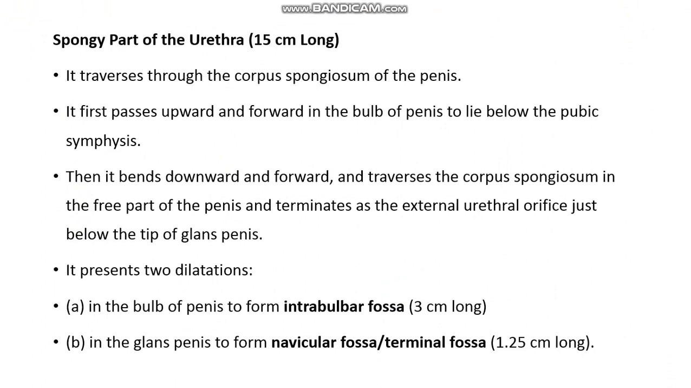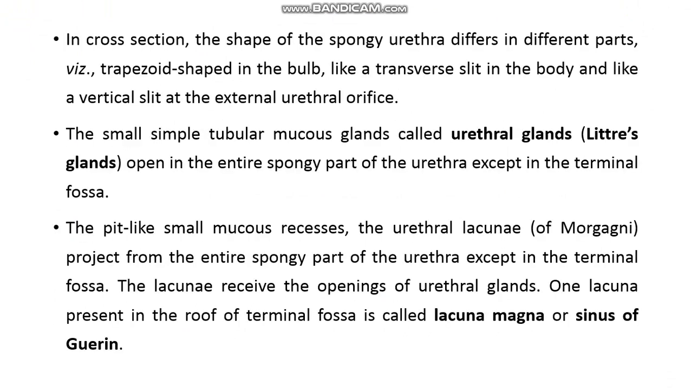പെനിസ്. Then it is having two dilatations for the spongy part of the urethra. First one, in the bulb of the penis to form intrabulbar fossa, that is having 3 cm length. Then second dilatation is in the glans penis to form navicular fossa or terminal fossa, which is having 1.25 cm in length. In cross section, the shape of the spongy urethra differs in different parts.